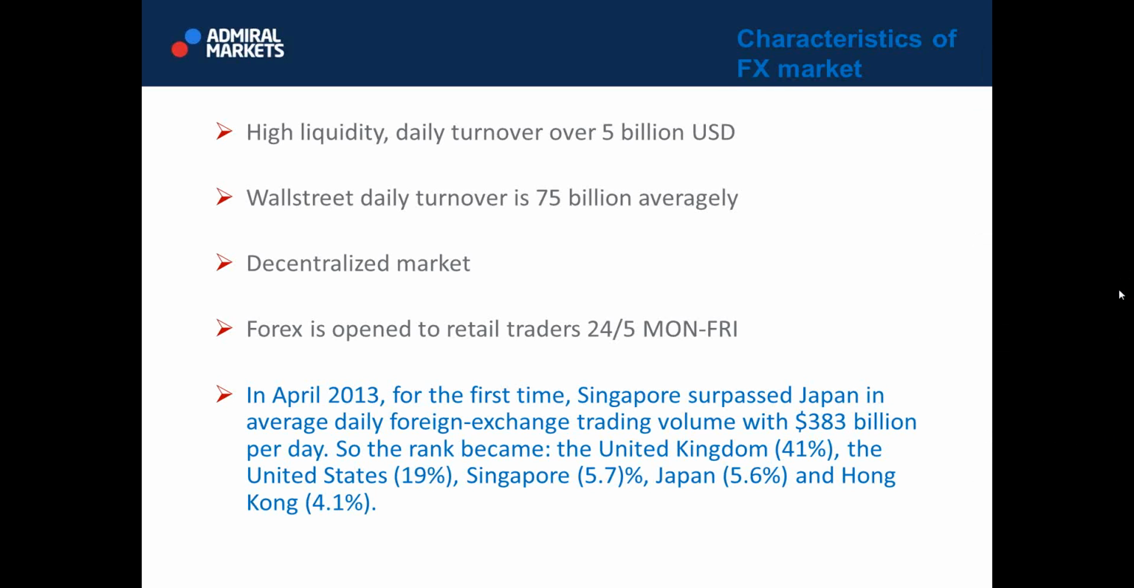In April 2013, for the first time, Singapore surpassed Japan in average daily forex trading volume. So basically, the rank now is United Kingdom 41%, United States 19%, Singapore 5.7, Japan 5.6, and Hong Kong 4.1. That is the average percent of the whole turnover in Forex markets. You can see that the United Kingdom, the London market, has the greatest trading volume. Then come United States, Singapore, Japan, and Hong Kong.